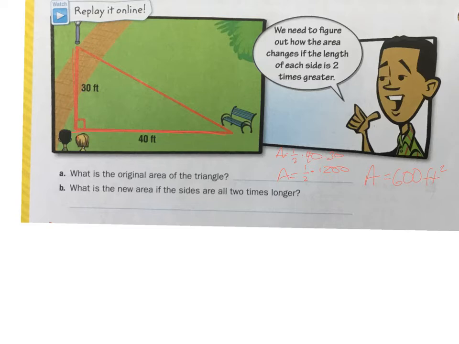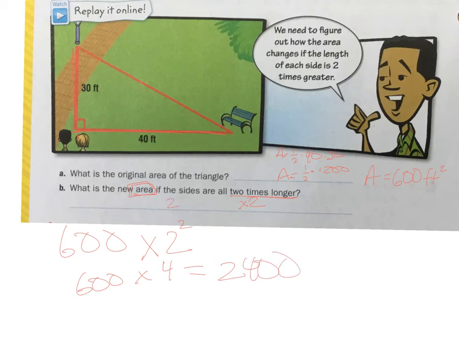Now, what is the new area? Oh, a new area. So we're looking for area. If the sides are all 2 times longer, because it's area, it's going to be times 2 squared. So I take my original 600. 600 times 2 squared, which is 4. And when I do that, it gets me 2400. So the new area is 2400 feet squared.